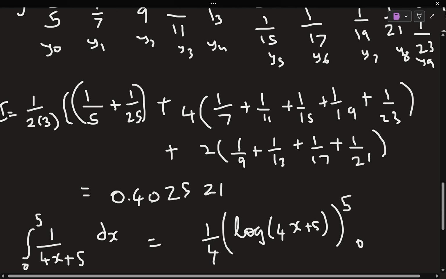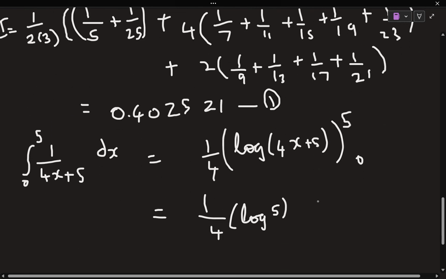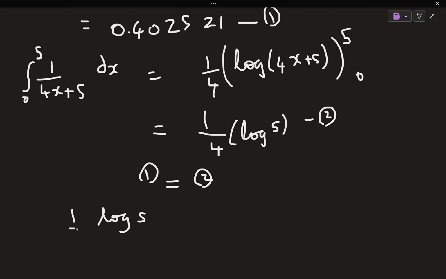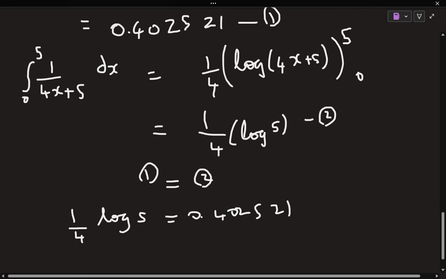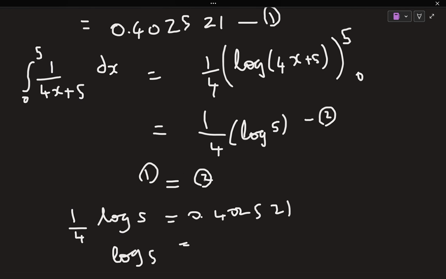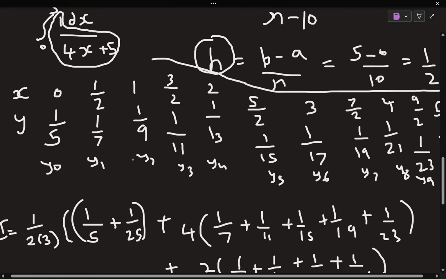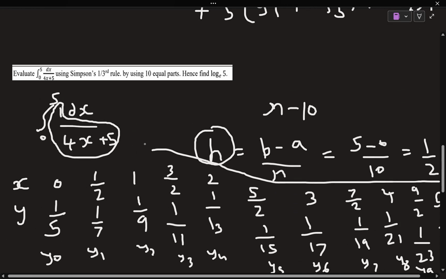So we also know the value of integral as 0.4025. So if I take this as equation 1 and this as equation 2, I'll get this both as equal. 1 equals 2. So this is 1 by 4 log 5 equals 0.402521. So my log 5 value would be around 1.61. So yeah, this is how you solve using Simpson's 1 by 3rd rule. Every question in the question bank is the same way, so it should be fine.